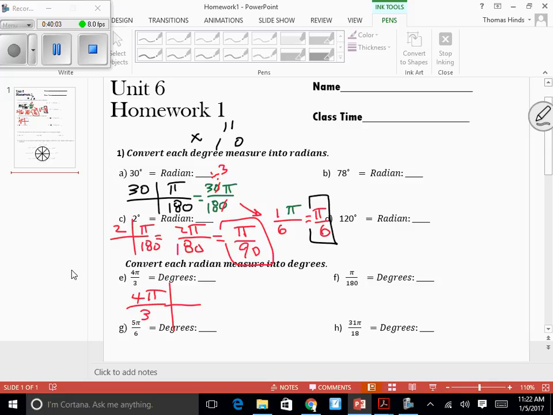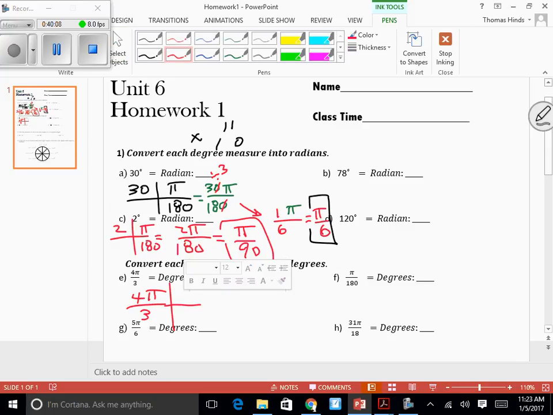Take a look at it. The pies will cancel out, which is why you want them on the bottom and the top. You are going to multiply the top, divide by the bottom. Multiply the top, divide by the bottom. If you didn't have a calculator, though, you could divide the 3 into the 180. You could cross cancel those and then multiply. But you have a calculator. Multiply the top. Divide by the bottom.